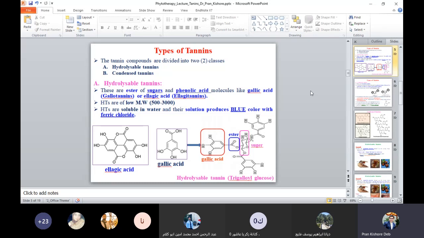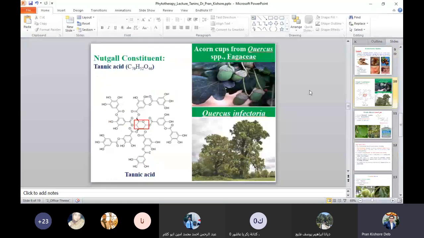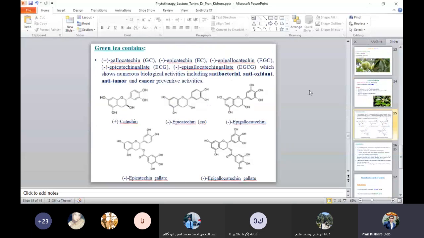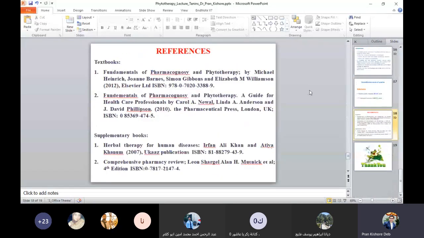Always don't write half. They are formed by esterification. Esterification between what? The ester bond can take place between many things, many between alcohol and carboxylic acid. But between what you have to mention? Between sugar and phenolic acid. All right. So this is one precaution. Just remember. So with this, I will finish my chapter here.